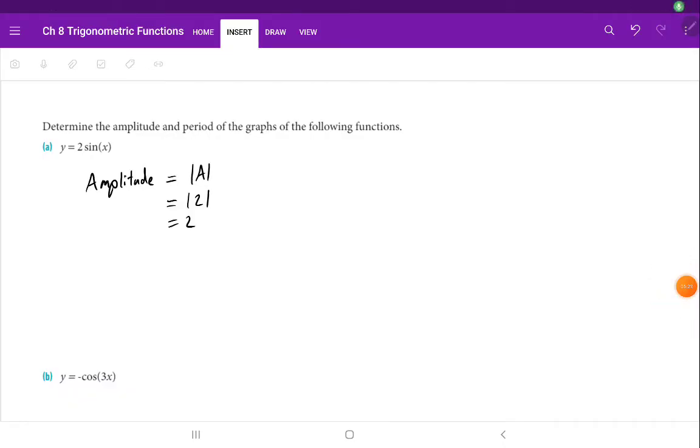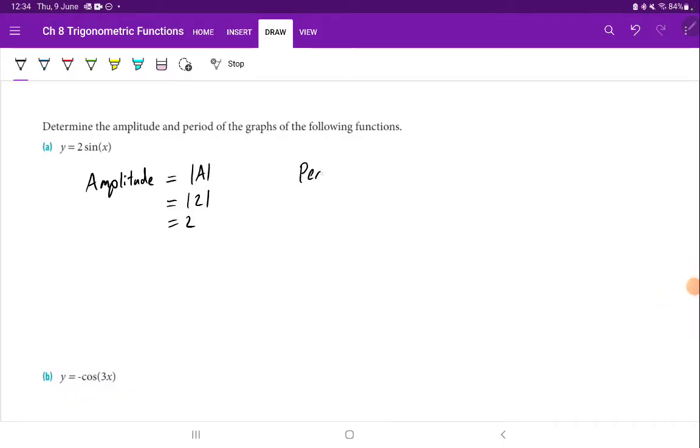The period, on the other hand, is to do with the b value. It's going to be equal to 2 pi over the absolute value of b. Now, the b value in this case is just going to be equal to 1, because there's just x in the middle. So it's going to be 2 pi over the absolute value of 1. Absolute value is 1, so 2 pi is going to be the period. So what if I wanted to sketch this? Well, it's not too bad.